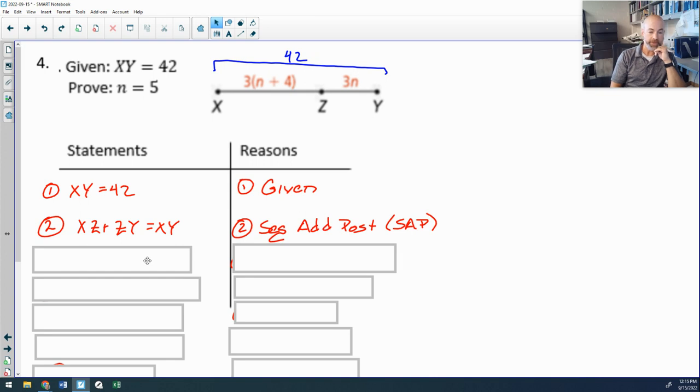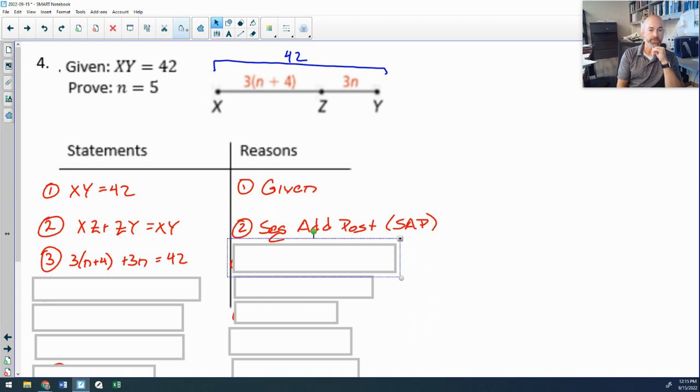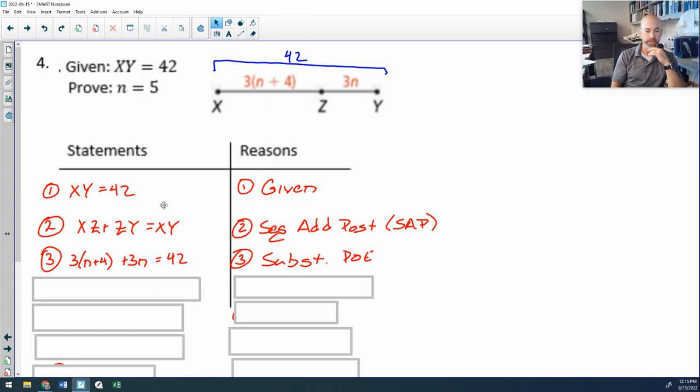Then I'm going to go from this to my algebraic setup. So I now am replacing XZ with its given length, which is in terms of n. I'm replacing ZY with its given length, and I'm replacing the XY with 42. Well, what am I doing there? What operation is allowing me to do that? What mathematical property? Well, that is the property of substitution. I know that XY is equal to 42, so I can substitute 42 in for the XY.